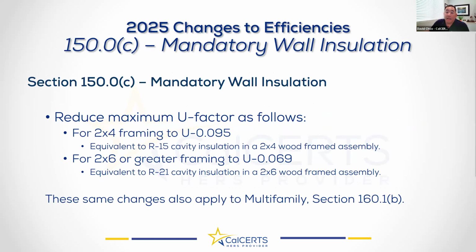Now here are some mandatory wall insulation minimums. There are some changes to that. U-factors are more stringent in the upcoming code cycle, like for 2x4 framing. A U-factor of 0.095 is required, which is the equivalent of an R15 cavity insulation in a 2x4 wood framed assembly. I think previously it was still 0.095, but only in certain climate zones. Now I think they're proposing that it's everywhere, all of California. For 2x6 or greater, the U-factor is going to be 0.069 with an equivalent R21 cavity insulation.